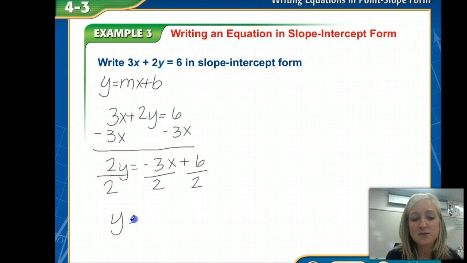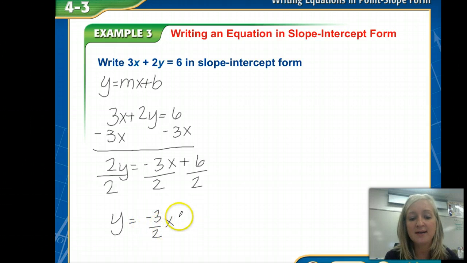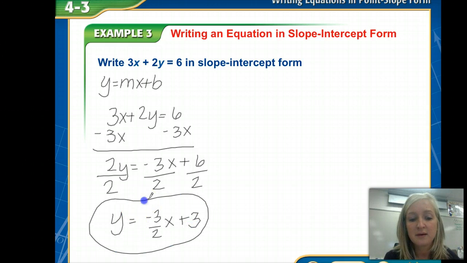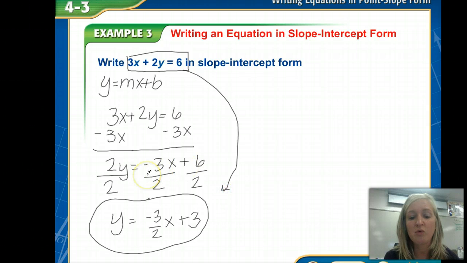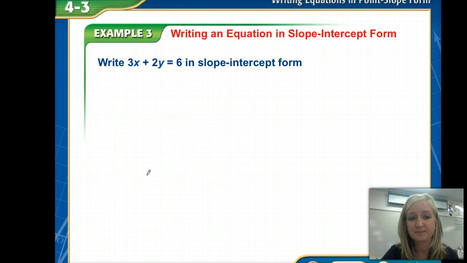My answer is y equals, remember that we don't mess with the slope if we leave it as a fraction, negative 3 over 2x, and then 6 divided by 2 is 3. So this is taking standard form of 3x plus 2y equals 6 and converting it to slope-intercept form, y equals negative 3 over 2x plus 3.